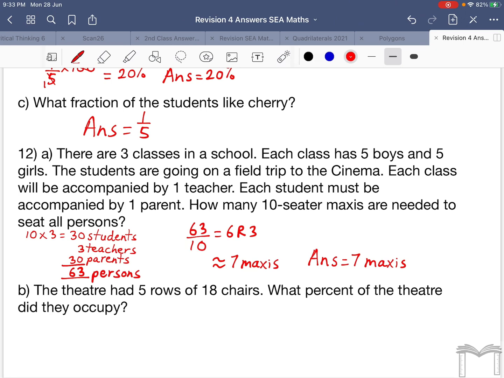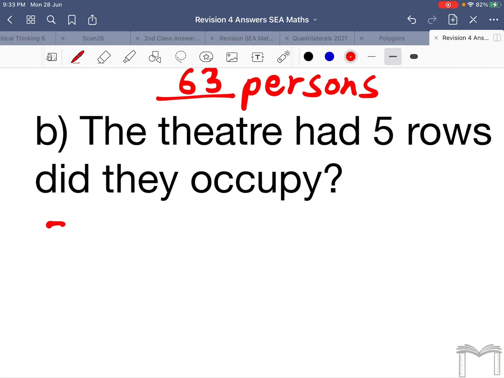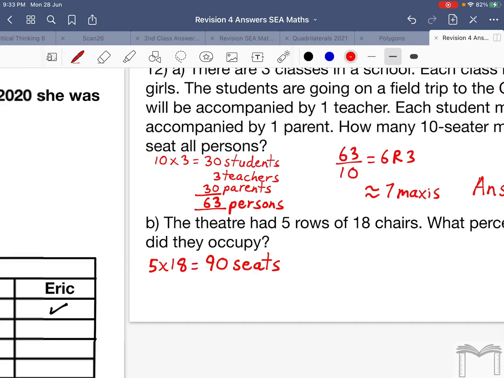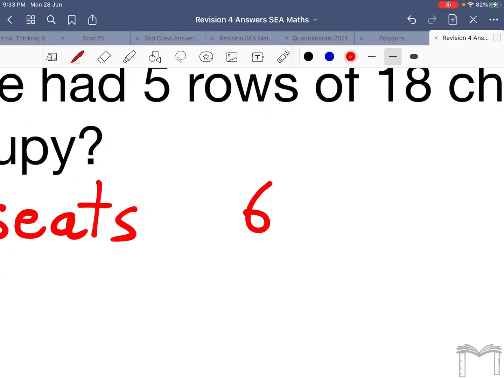Part B. The theater had 5 rows of 18 chairs. What percent of the theater did the students occupy? So let's determine how many chairs in total. So 5 times 18, that's 90. So that's 90 seats or 90 chairs. And we know that there are 63 persons. So let's put it in terms of a fraction first. So that's 63 seats they filled out of the 90 seats.